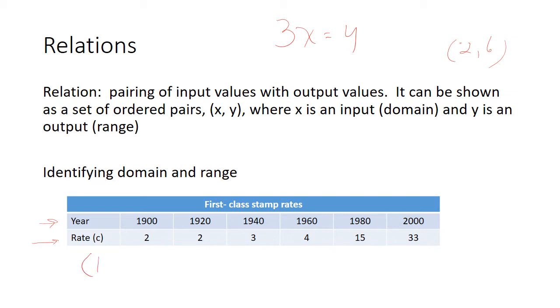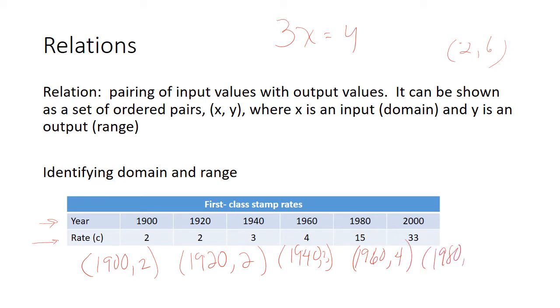So we could say 1900 gives us 2, 1920 gives us a 2, 1940 gives us 3, 1960 gives us 4, 1980 is going to give us 15, and then 2000 gives us 33.